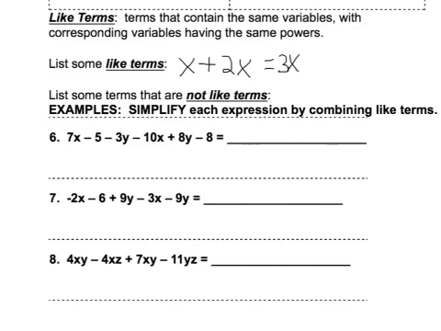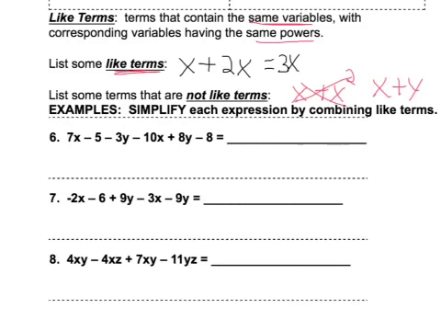So if it's not like terms, okay, you can't combine an x plus an x squared. You can't combine that. You can't combine an x plus a y. You can't combine that. The only ones you can combine are if they are like terms, okay? And like terms have the same variables, and the variables have to have the same powers.